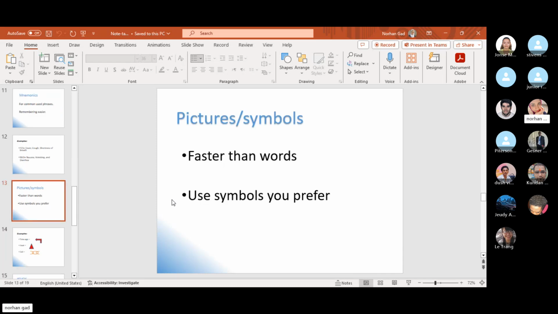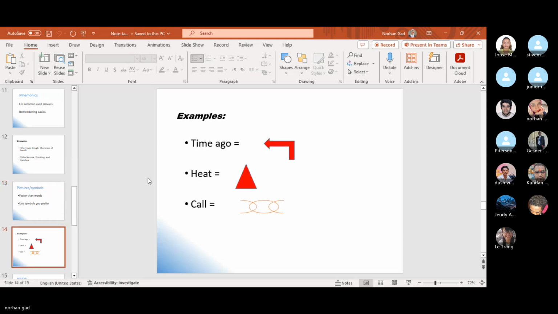Pictures and or symbols. This is another method that you can also use. If you think about it, if you draw pictures or symbols, it will save you time. It's faster than writing words, and you can use whatever symbol you prefer. For example, instead of writing down 2 years ago or 2 days ago, you can just draw an arrow in your notes and have 2W, 2 weeks ago, 2 days ago, 2 years ago, whatever.